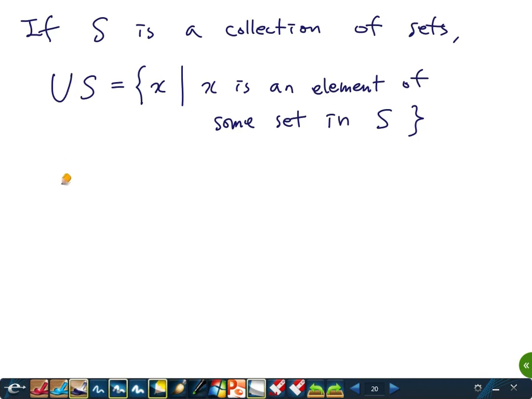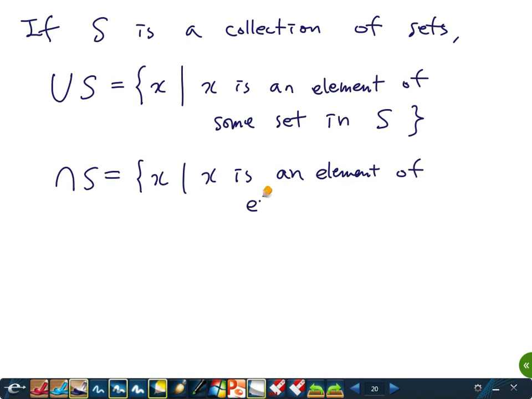If X is an element in one of the sets in S, then it is in the union. And similarly, for intersection, X is an element of every set in S. Okay?